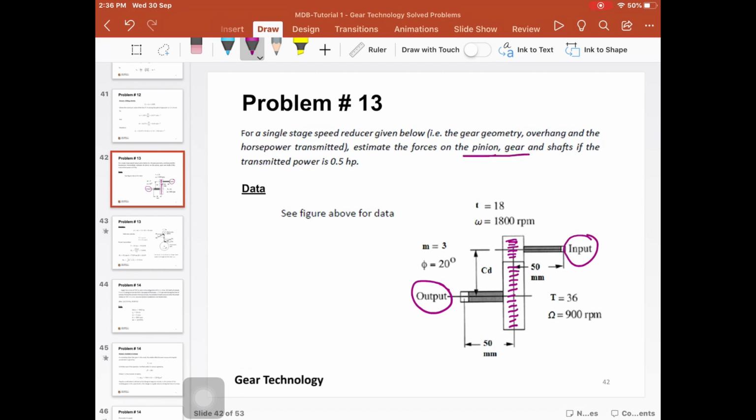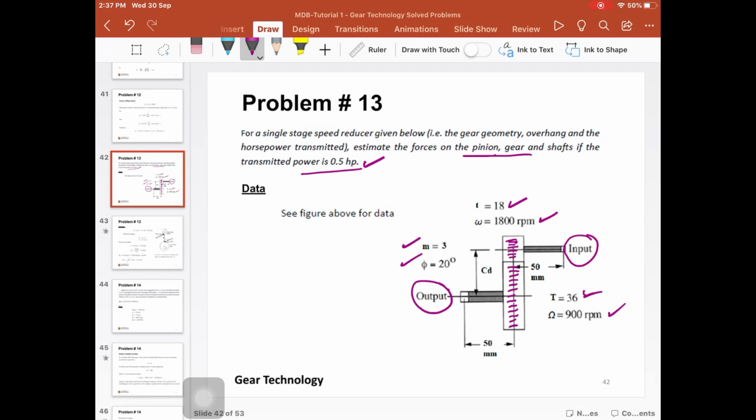Estimate the forces on the pinion and gear shafts if the power transmitted is 0.5 horsepower. So we have the power given, and we understand that the power is used to calculate the tangential component of the force. We also have the number of teeth on the pinion, 18. The RPM of the pinion is 1800. The module for both pinion and gear is 3. Pressure angle is 20. The number of teeth on the gear is 36, and the RPM of the gear is 900, right?